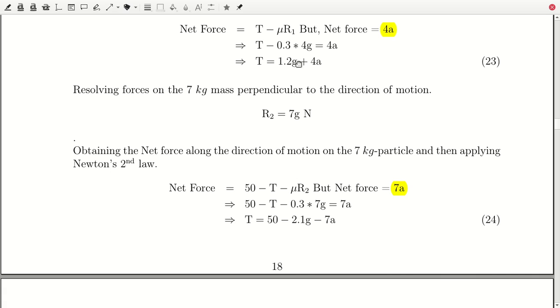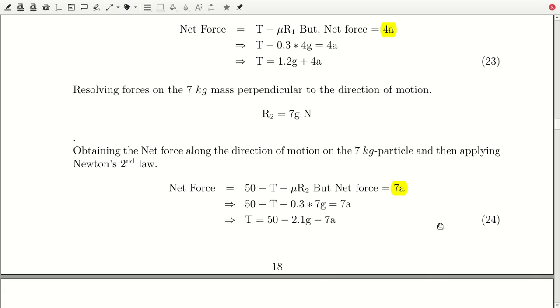So when you substitute and simplify both, now here mu was 0.3, R1 was got as 4g. When you simplify, you get equation 23: T is equal to 1.2g plus 4a. When you do the same to this, you get equation 24, T equals to this. So now our problem is to solve equation 23 and equation 24 simultaneously using any method.